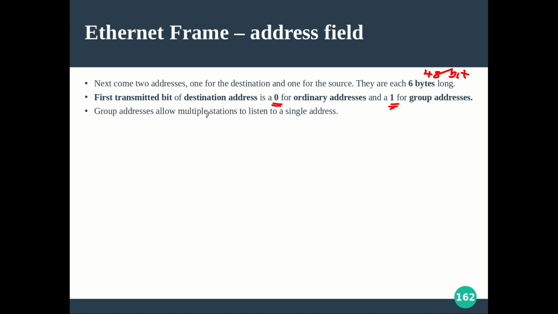Now group addresses allow multiple stations to listen to a single address. When a frame is sent to a group address, all the stations in the group receive it. The multicast group concept means many people will be identified by a unique address called a group address, and group addresses normally start with 1. So if some information is being delivered to a group address, then definitely all the members of the group will be receiving it. So multiple stations are there as recipients.